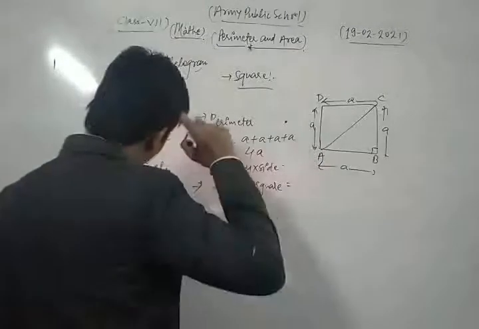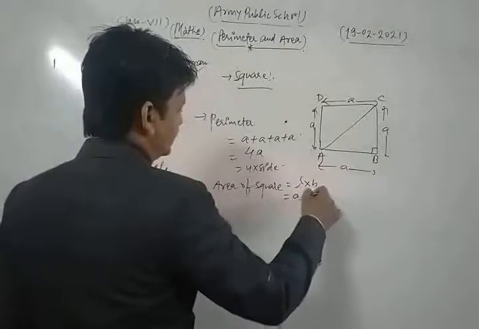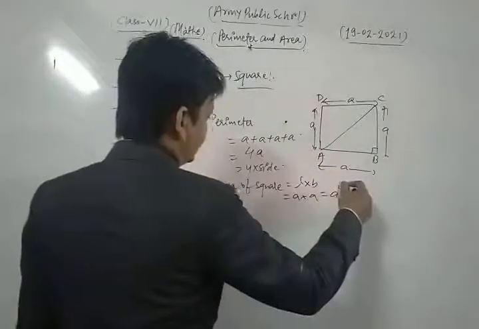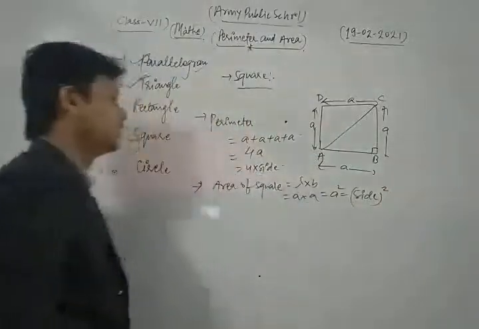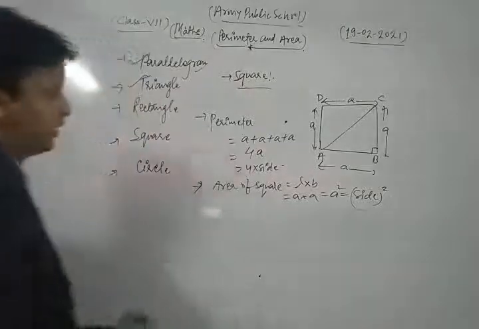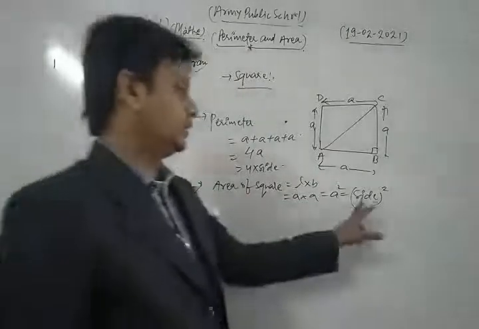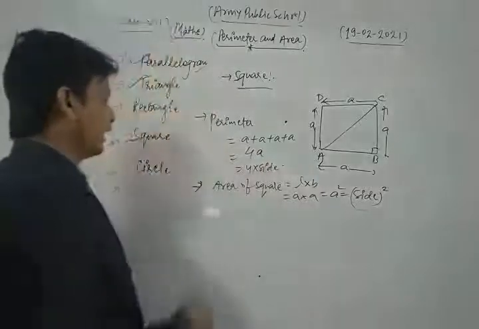Area of square is length into breadth. Length is A, and breadth is also equal to A, so A square, means side square. This is the formula for area of square, which is side square.